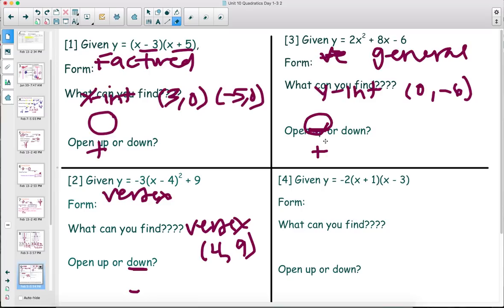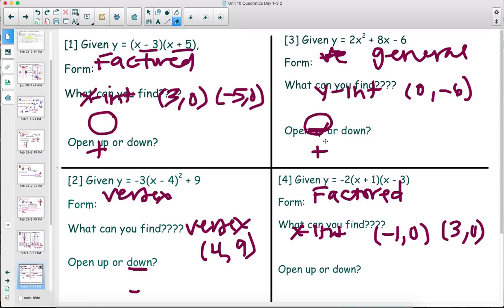All right, and the final one is a repeat. I just wanted to check to make sure you're not just going in order. This one is factored form, and again, I can find the x-intercepts. And the x-intercepts are (-1, 0) and (+3, 0). Remember, you have to change the sign. And this one also opens down because there's a negative in front.